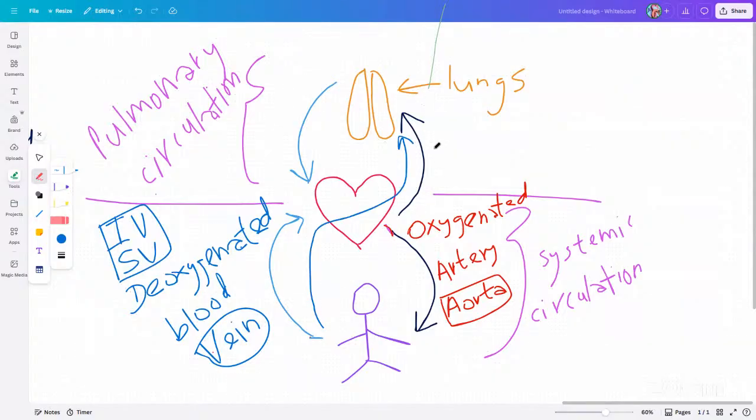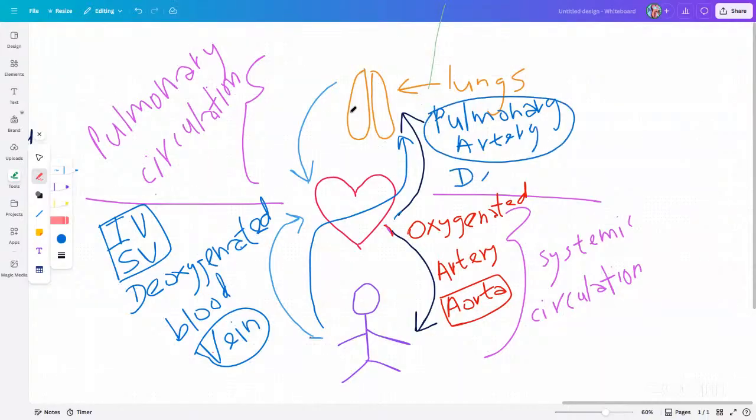Now you tell me, what is this going to be called? This particular thing. Is it an artery or a vein? Yes. Very good. It is an artery. And what is it called? Pulmonary artery. Right? By definition, anything that is going to be carrying blood away from the heart is going to be an artery. So this is a pulmonary artery, but it's going to be carrying deoxygenated blood, right?